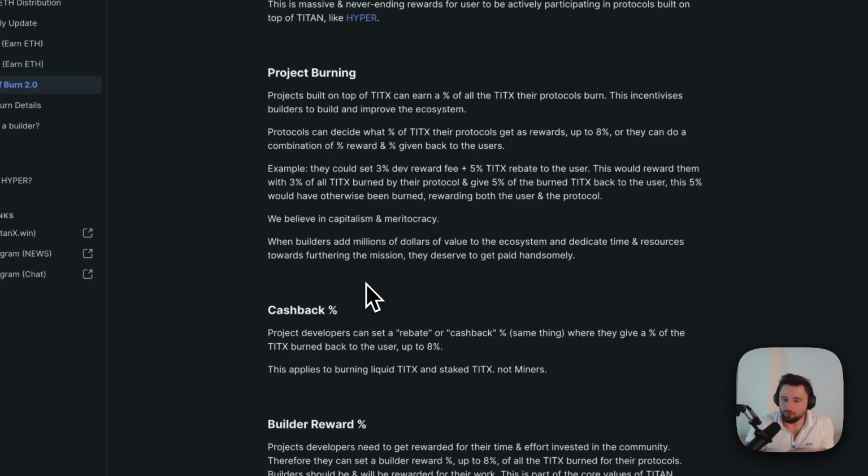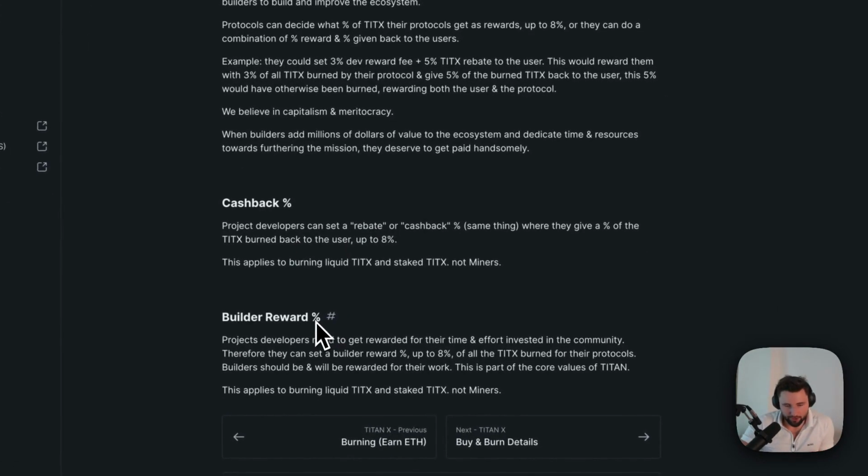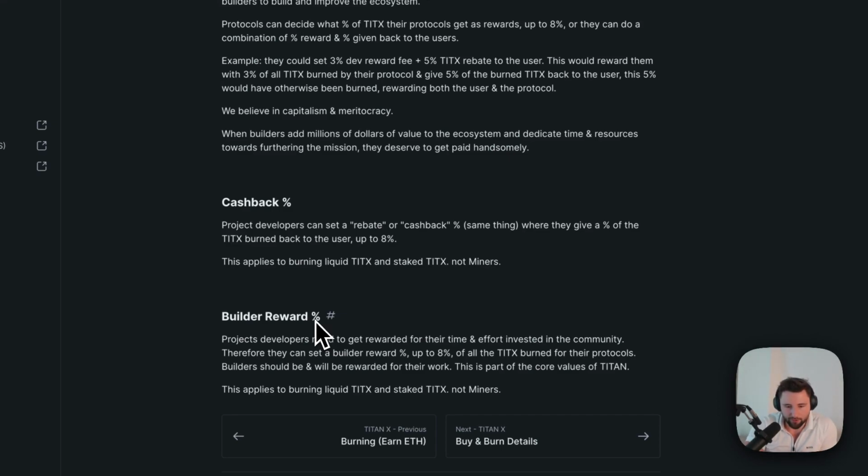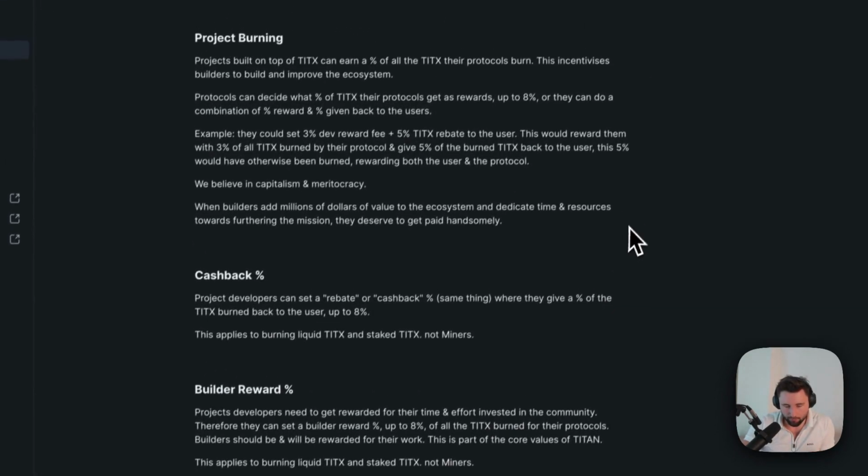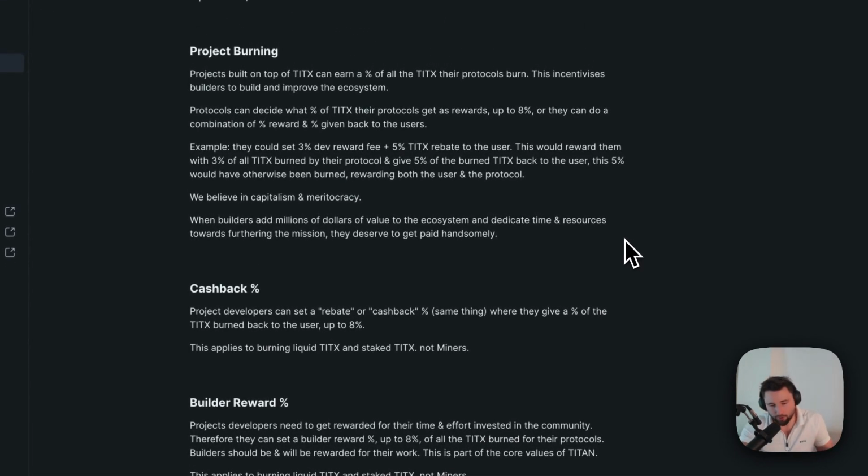But this kind of gives a mutual handshake agreement where the user gets a little bit back for burning and the developer gets a little bit. It's just nice. I like it. So the builder reward percentage. Project developers need to get rewarded for the time and efforts invested in their community. Therefore, they can set a builder reward percentage up to 8% of all Titan X burned for their protocols. Builders should be and will be rewarded for their work. This is part of the core values of Titan. This applies to burning liquid Titan X and stake Titan X, not miners. So you don't get burn rewards on burning future supply, which is miners. You only get rewards if you're burning liquid and stake Titan X.